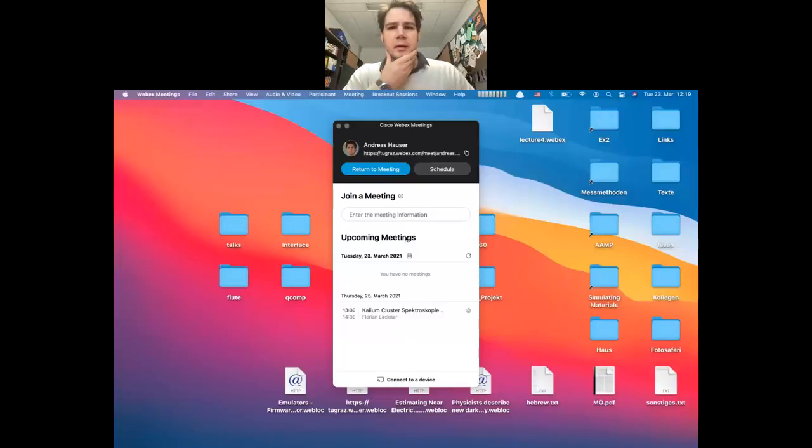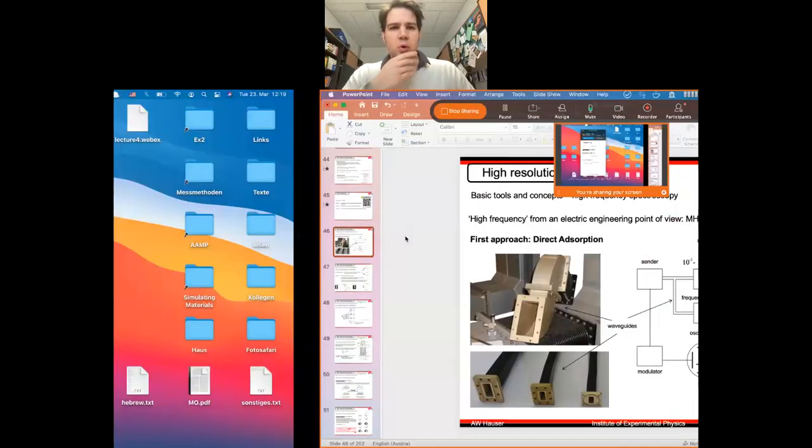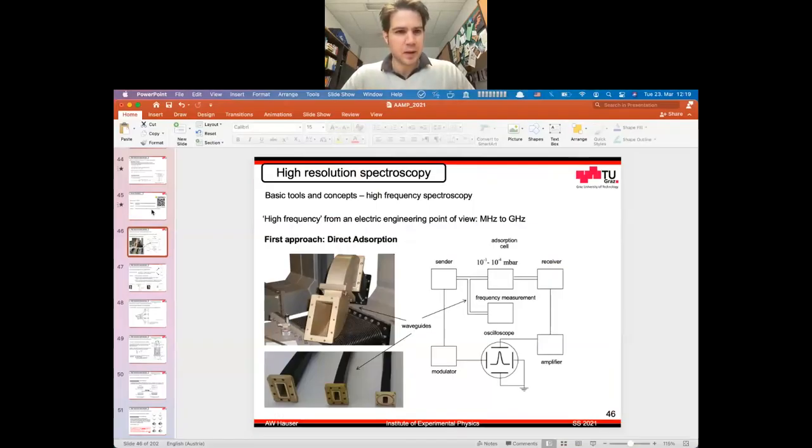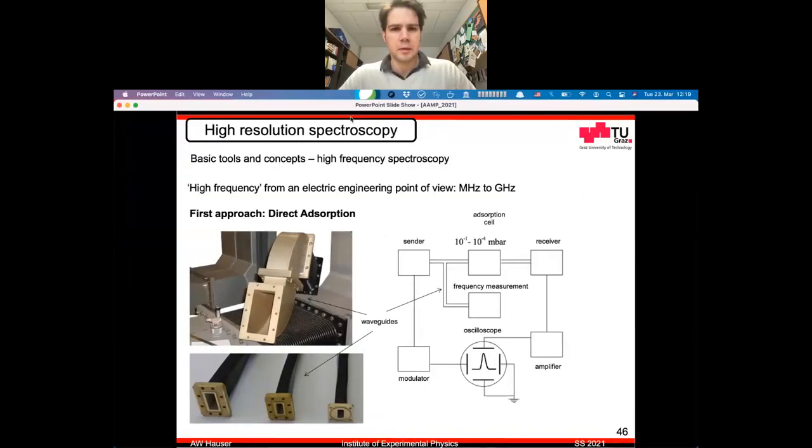Okay, so first thing to do is I'm going to share my screen with you. Swap to the slides. And get going. Can you see the slide 46, high resolution spectroscopy? Yes. Okay, thank you very much.